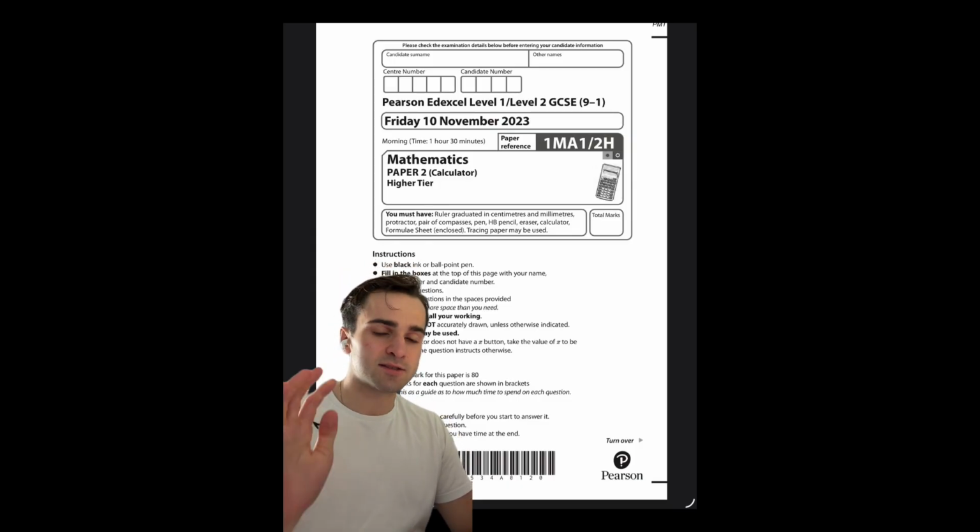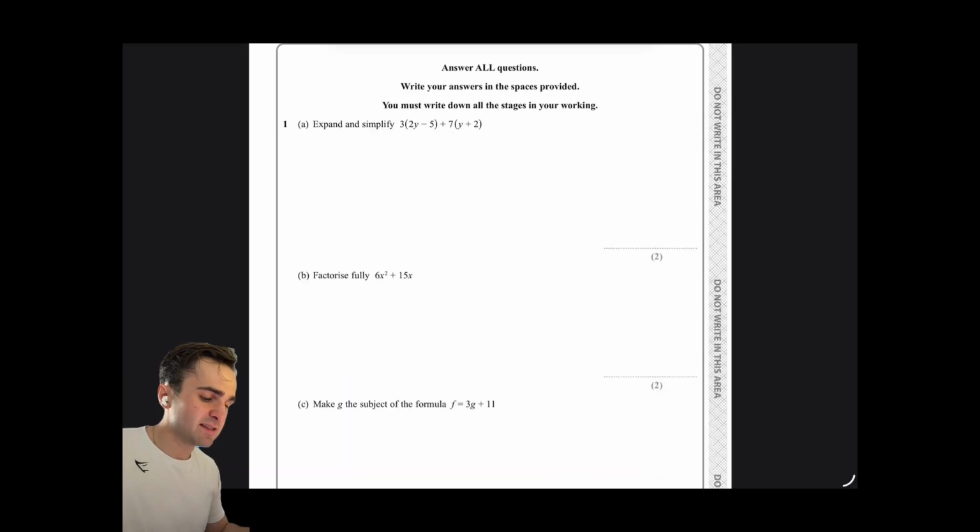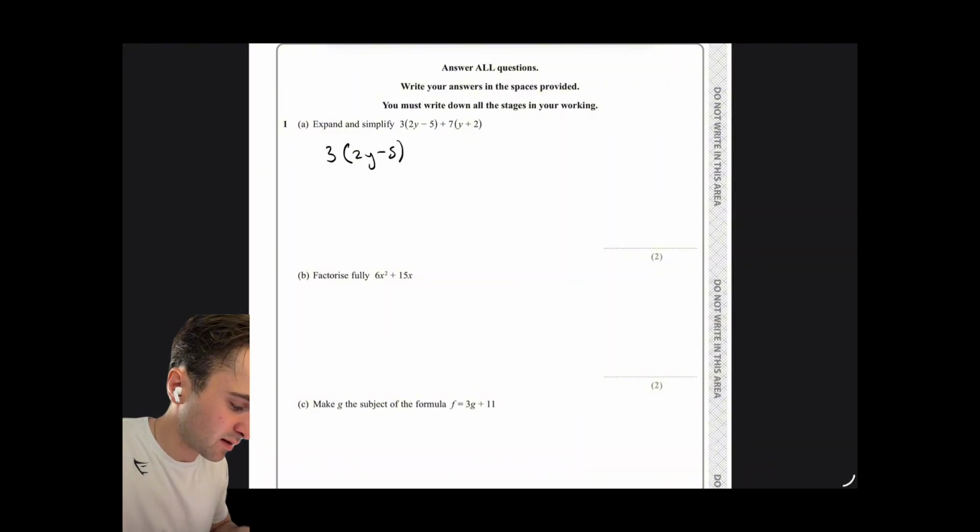Guys, today we're doing November 2023 Maths Paper 2, which is a calculator paper. So get your calculators ready. Question 1 asks us to expand and simplify the following brackets: 3 times 2y minus 5 plus 7 times y plus 2.